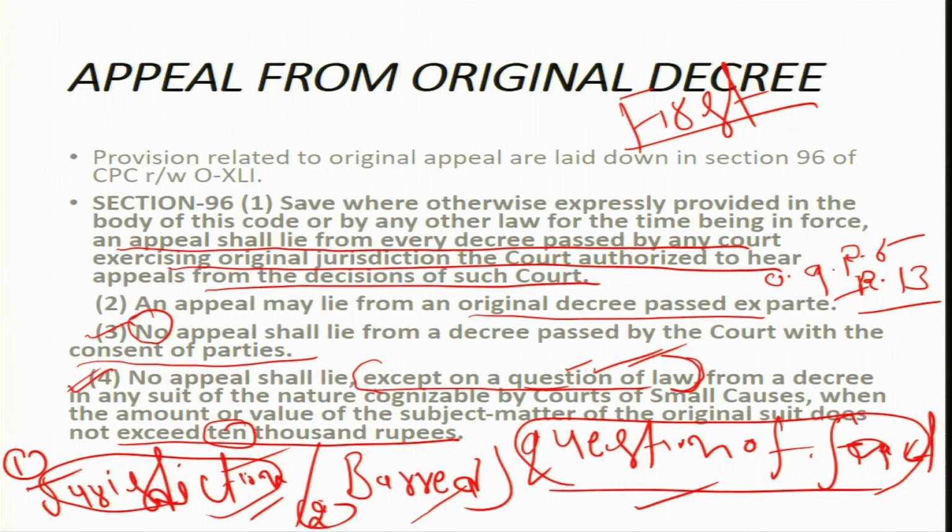The small causes court basically decides small matters, petty matters. So that is the reason we have curtailed this right of appeal and made it compulsory through statute: only on a question of law can there be an appeal against the decision of the small causes court, otherwise there will be no appeal. But if the amount crosses 10,000 rupees, then there can be an appeal even on a question of fact also. This fourth point you have to understand specially.